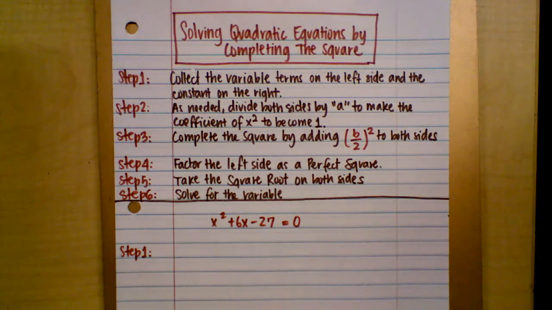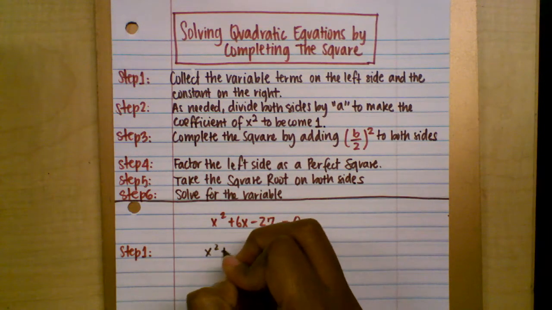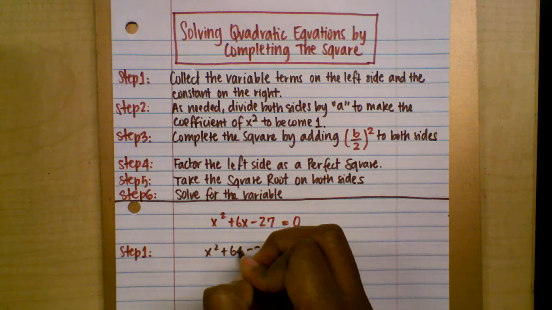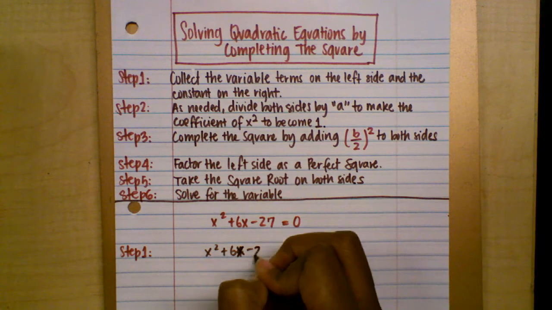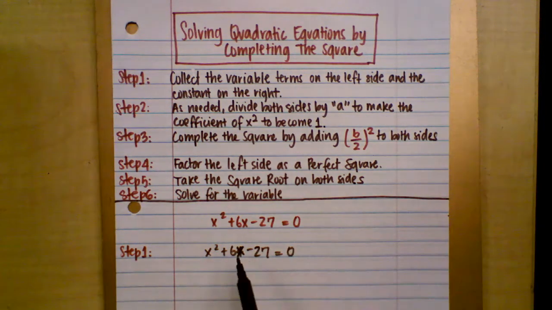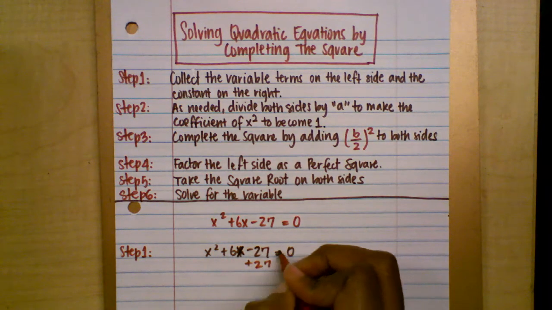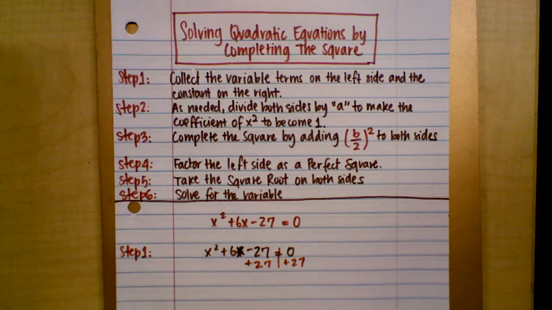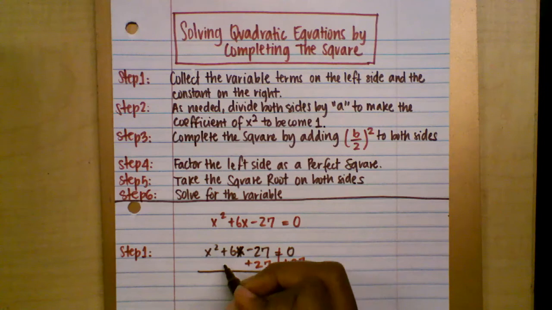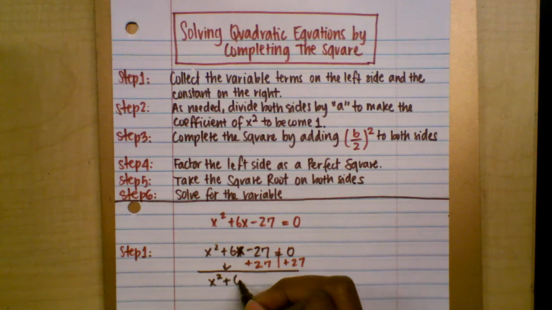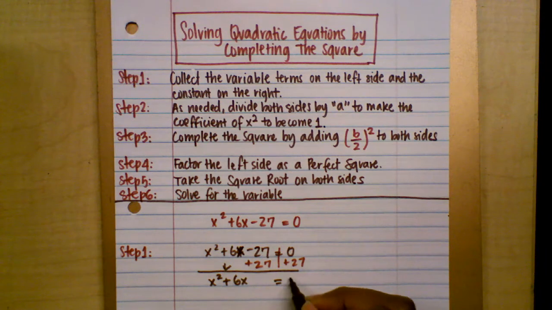So let me rewrite the equation then. x squared plus 6x minus 27 equal to 0. We want x squared and 6x to stay. The one that needs to go is negative 27. So for negative 27 to go, I need to add 27 on both sides. When adding 27 on both sides, I end up having x squared plus 6x equal to 27. So that's step one.